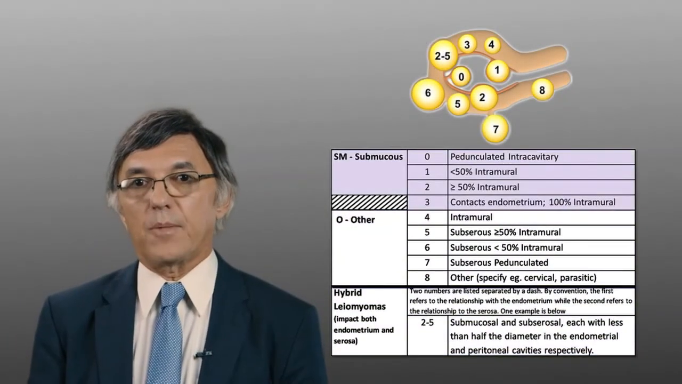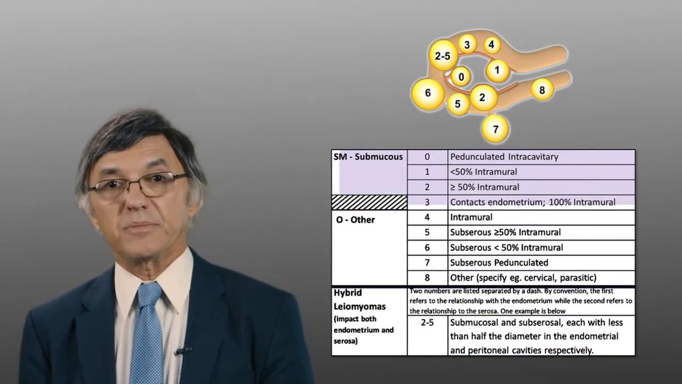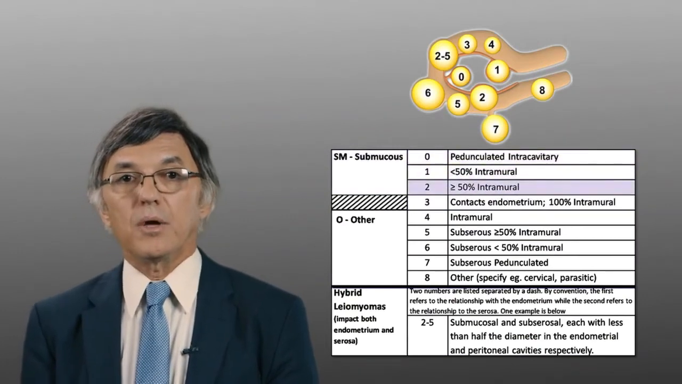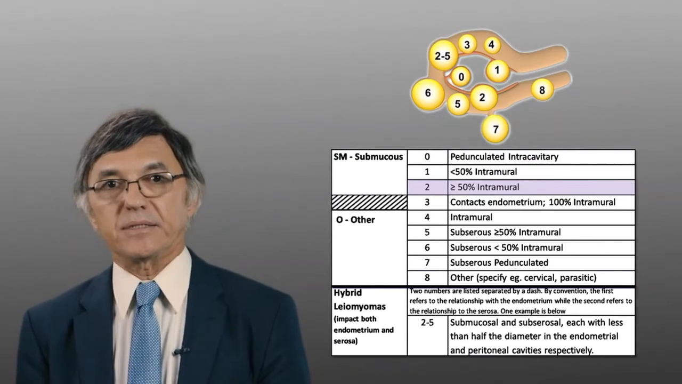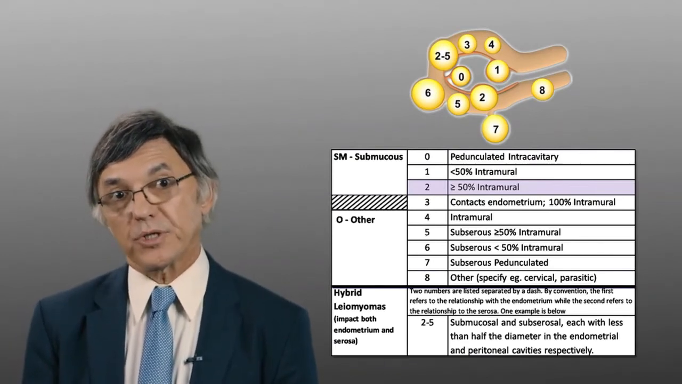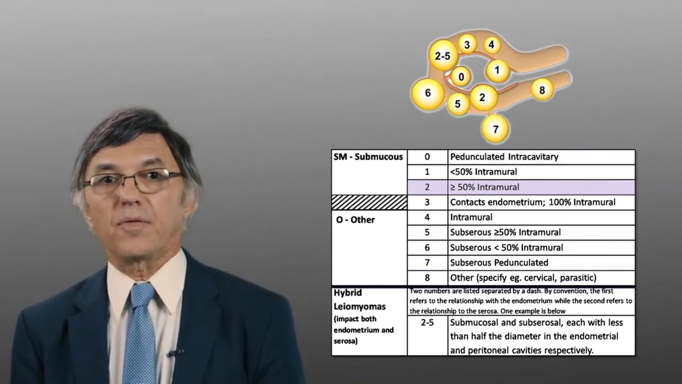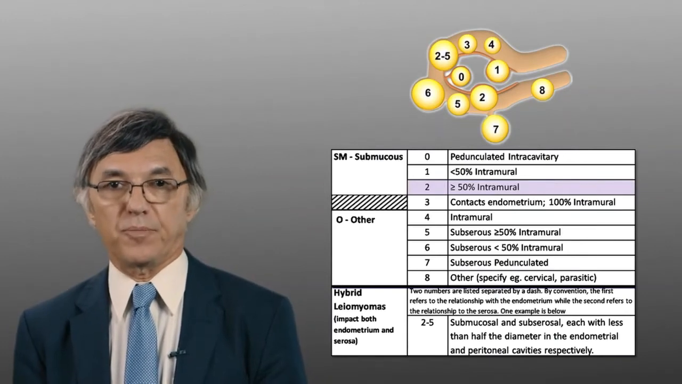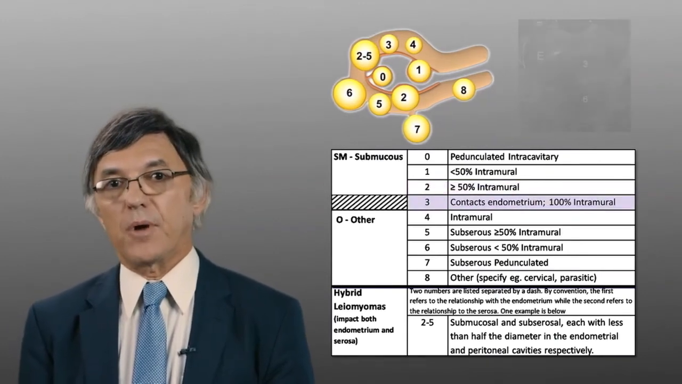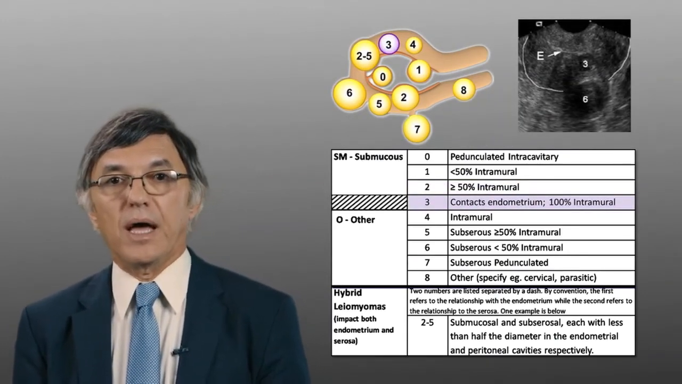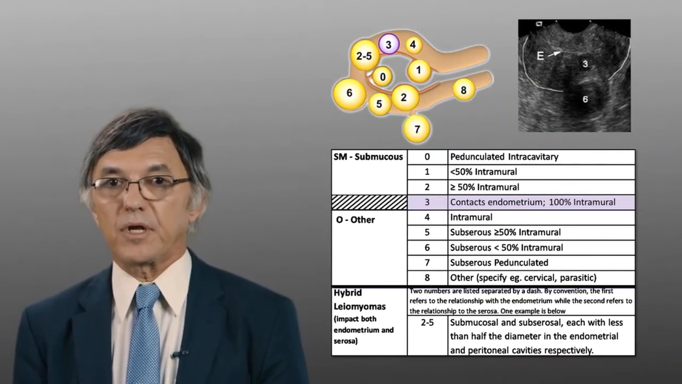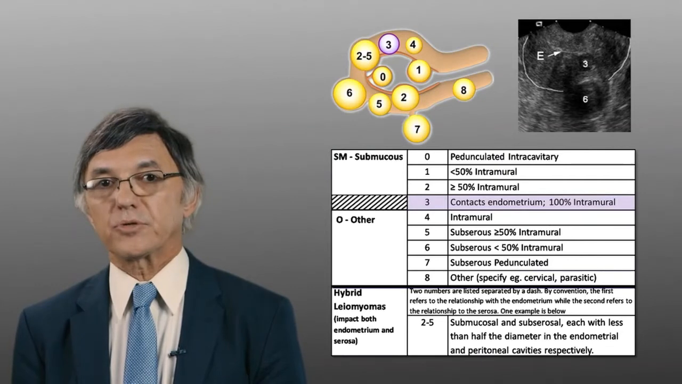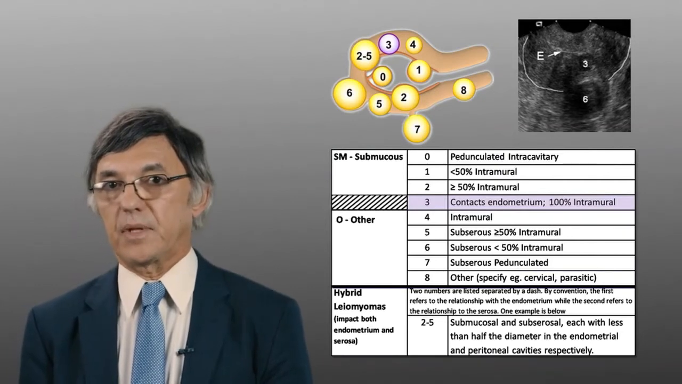The submucous leiomyomas are classified as being type 0, 1, or 2 based upon the Wamsteker definition from the early 1990s that is based upon the proportion of the mean diameter of the leiomyoma that is in the myometrium. Type 3 leiomyomas were added by FIGO and describe those that are intramural but which are in contact with the endometrium without any focal distortion of the endometrial cavity.